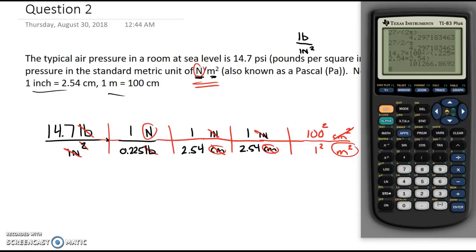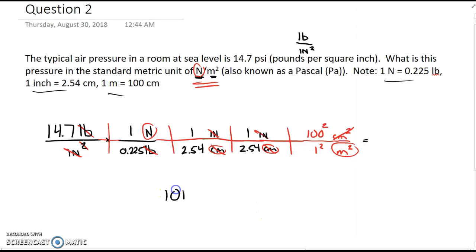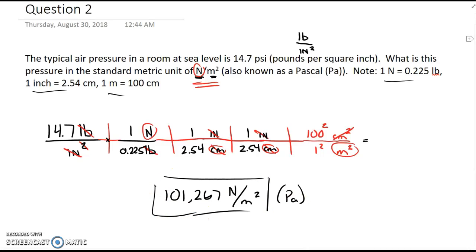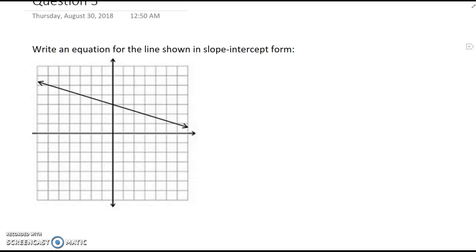Close the parentheses, so the whole denominator is now in there. When I hit enter, I get a value of 101,267. And the units, again, are now a newton per meter squared, which is the same as a Pascal, a PA. Hope this helps. Let's move on to the next one. We got 2 more. Just a really simple one.